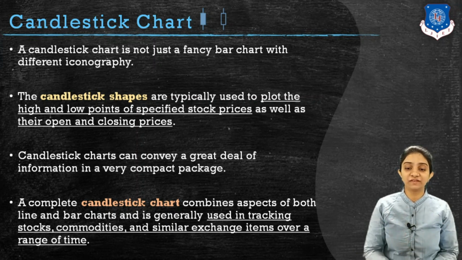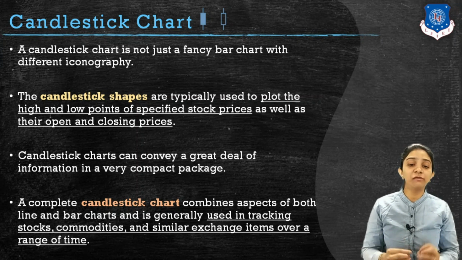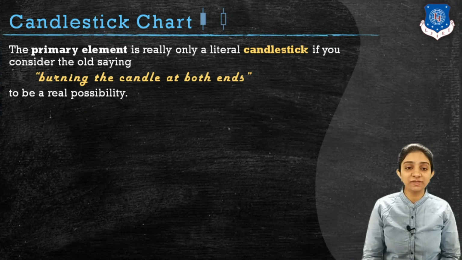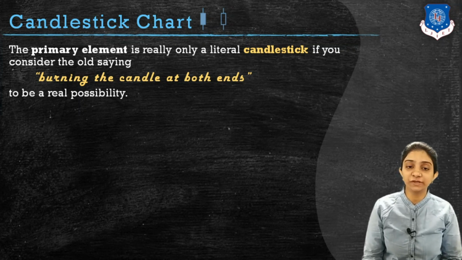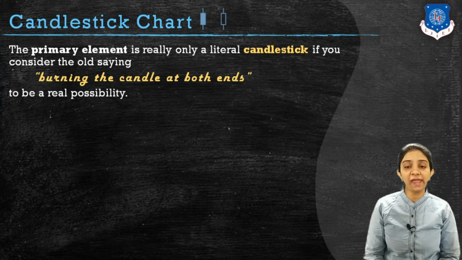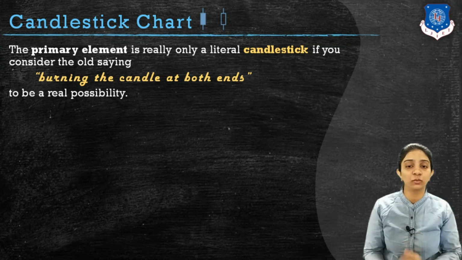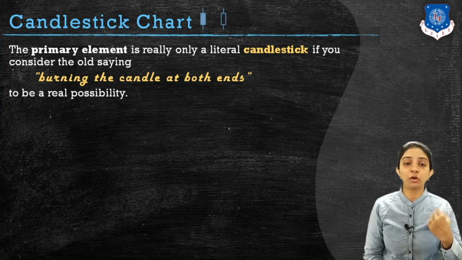A complete candlestick chart combines both aspects, the aspect of line chart as well as the aspect of bar chart, and is generally used in tracking of stocks, commodities, and exchange items over a range of time. Let us see the candlestick, which is the primary element of candlestick chart. Candlestick is just like burning the candle at both ends. If you take one candle, it has a wick at two ends, one at top and second one at bottom, so it can get burned at both ends, burning from top and burning from bottom.